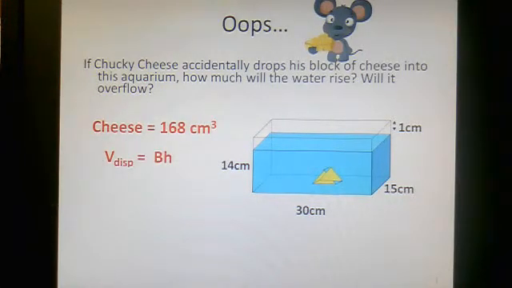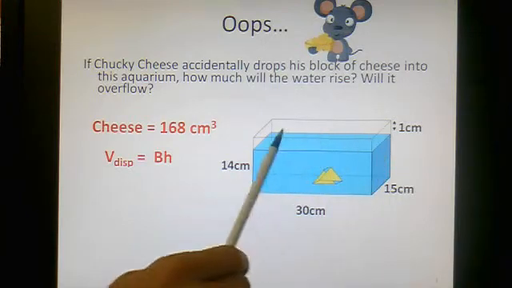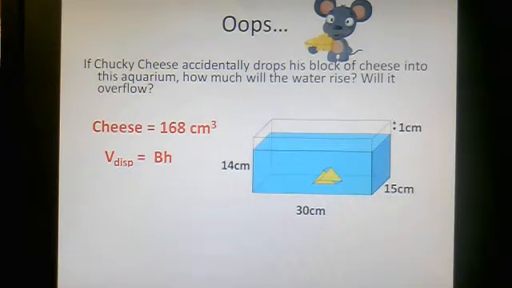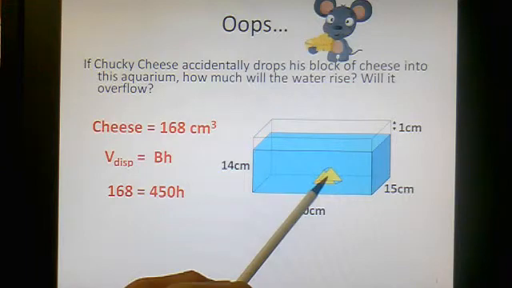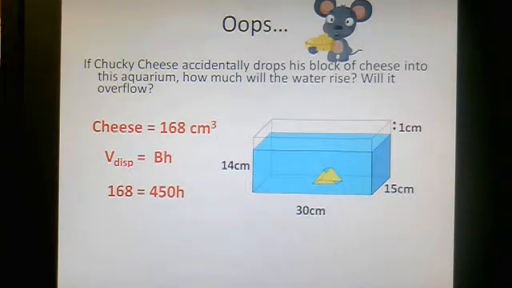The volume of displacement is a little prism on top of the actual water on there. It's the area of this rectangle times this height we're trying to figure out. And of course the area of that top rectangle is 30 by 15. The volume of the displacement is equal to whatever we dropped in there. It's equal to the cheese we just dropped in there. So you're trying to solve for the height. And it's basically just taking the shape of this cheese and pretending it's now this long rectangular prism to fill up this water level.